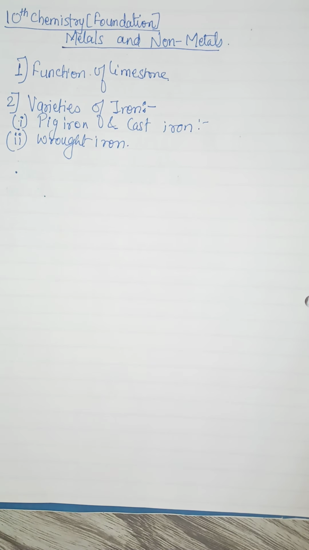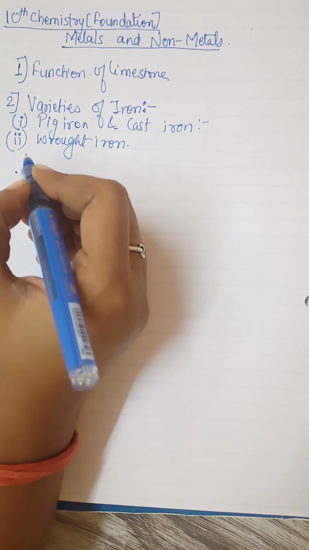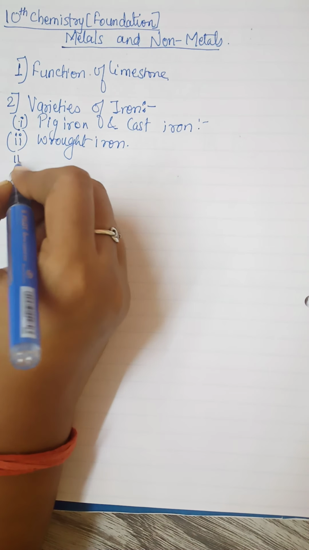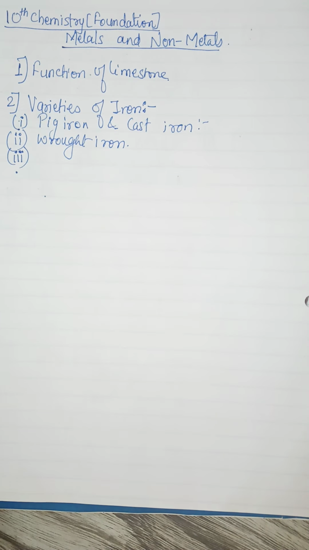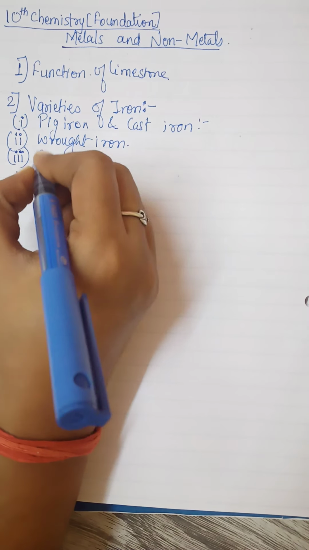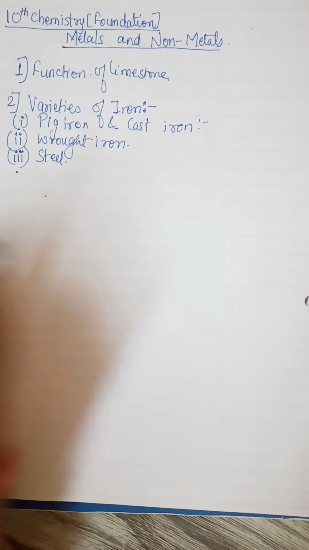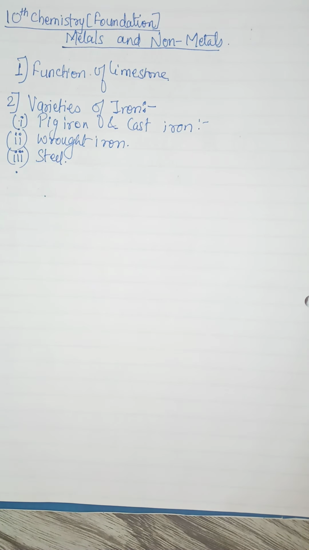Now moving to the steel. ठीक है, steel is also a variety of iron only because it is made of it. It is the alloy of iron, I must say. Steel is an alloy of iron and carbon. So we have carbon in it. It contains about 0.15 to 1.7% of carbon. So a high amount of carbon is there.